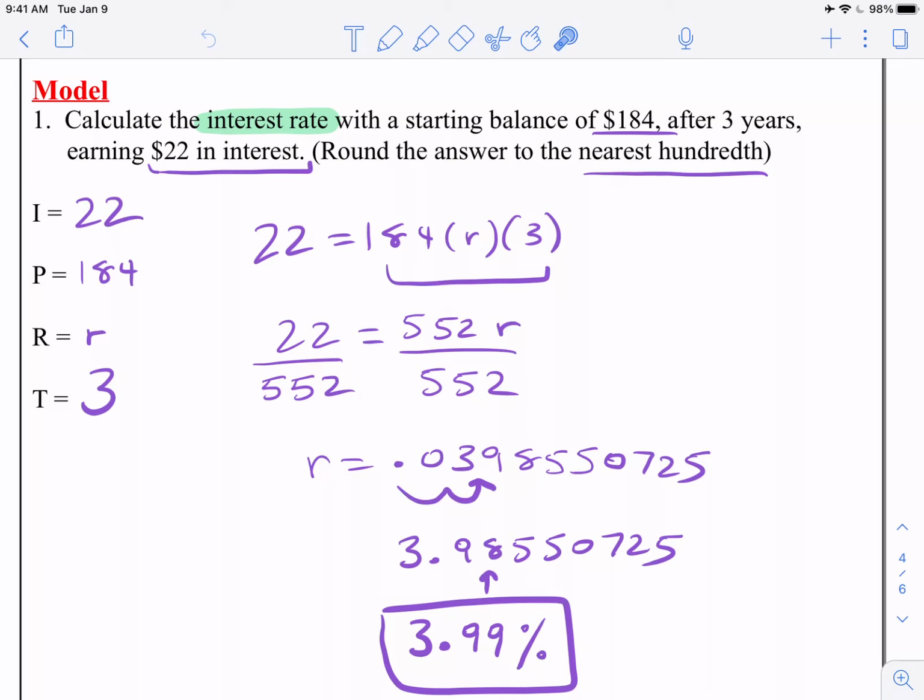Sometimes we round a little too early, and that can make a difference. So if you rounded right here, you would have got 4% as your final answer. So make sure that you round it as your very, very last step when you're doing a problem. Any type of math problem, rounding should occur at the very end.